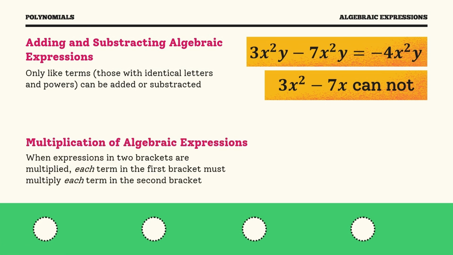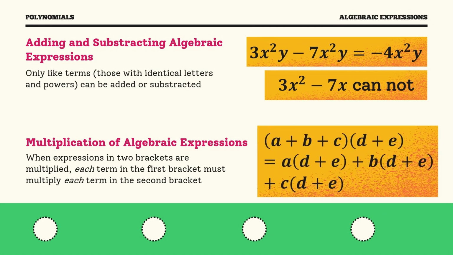Next, multiplication of algebraic expressions. When expressions in two brackets are multiplied, each term in the first bracket must multiply each term in the second bracket. For example, the first bracket consists of a plus b plus c, and the second bracket consists of d plus e. So each term of the first bracket must multiply each term of the second bracket.